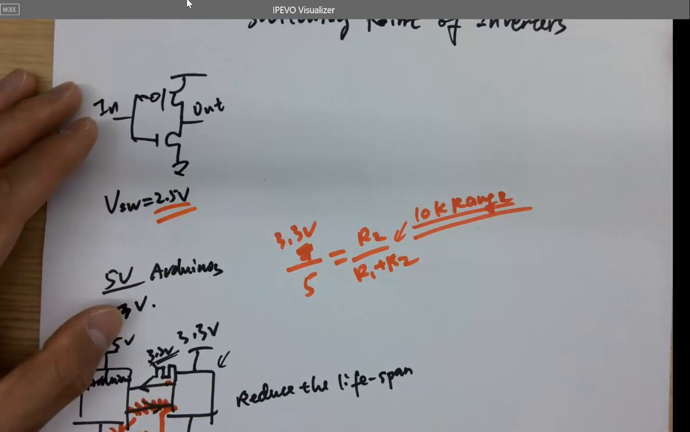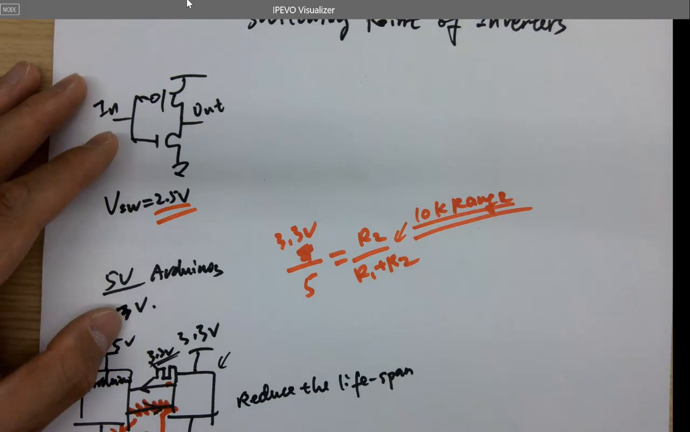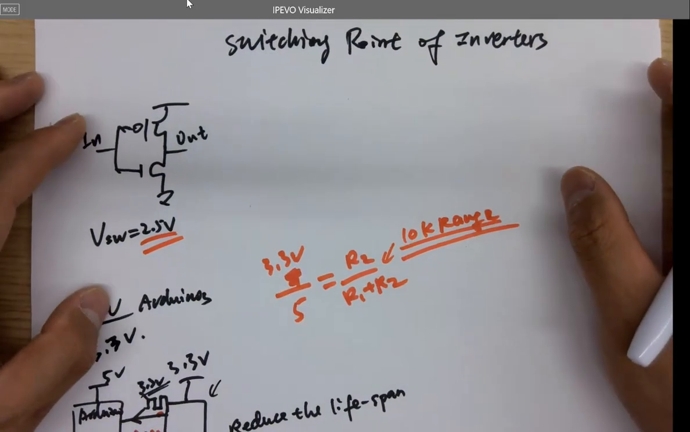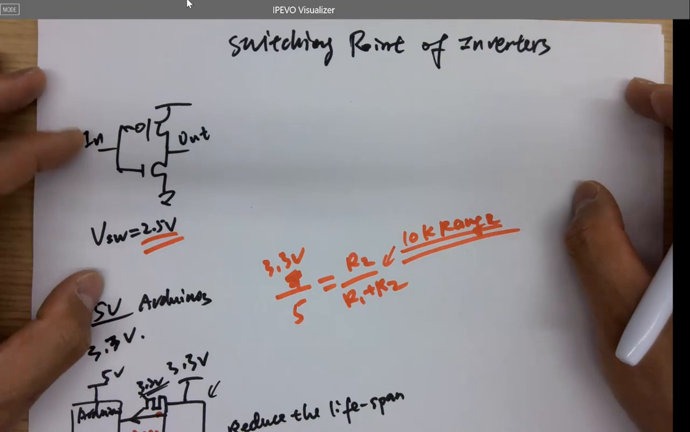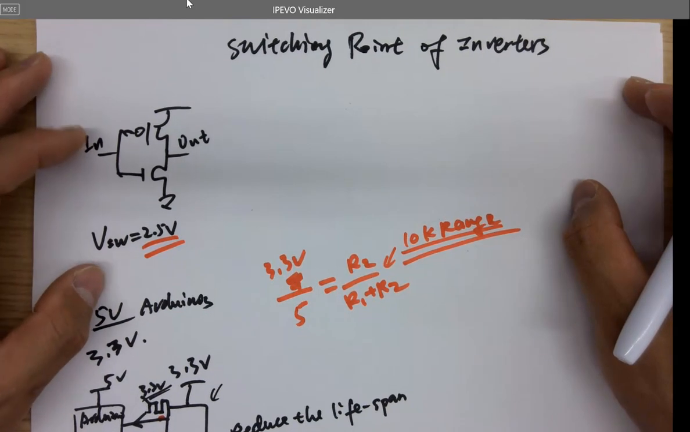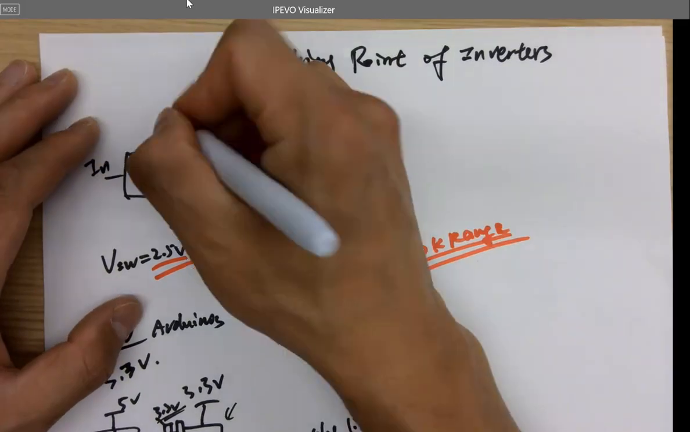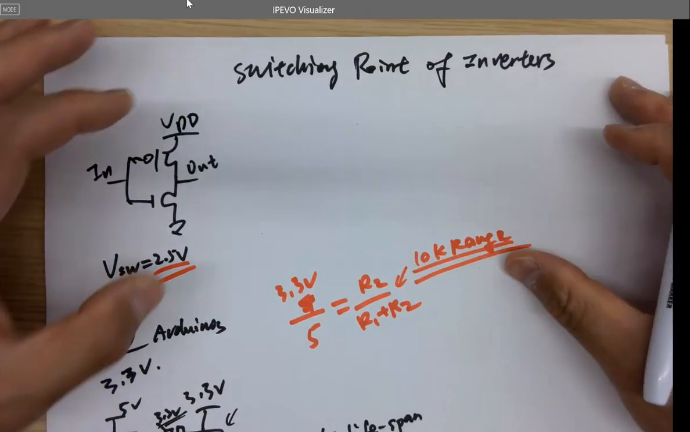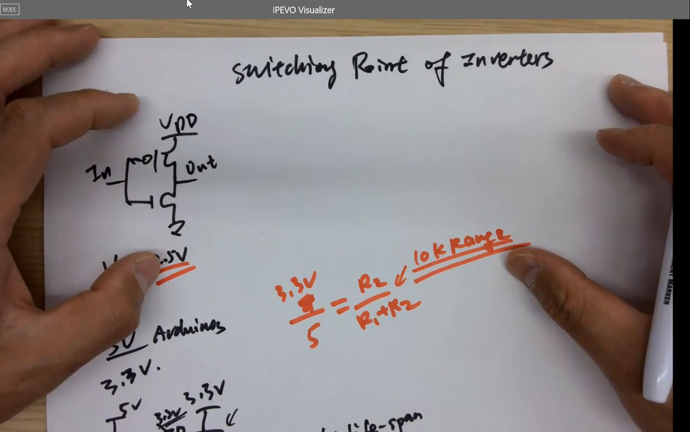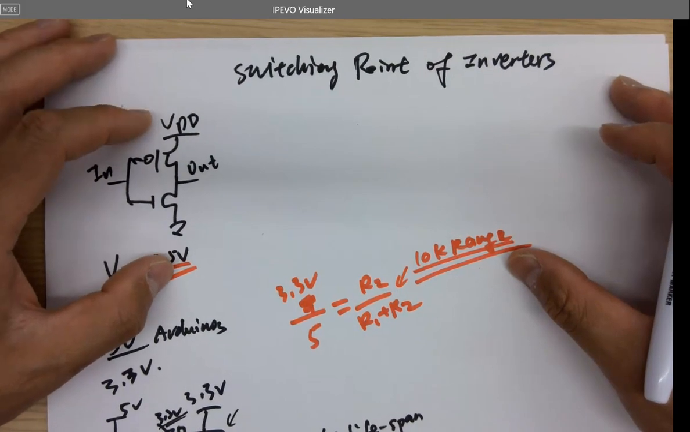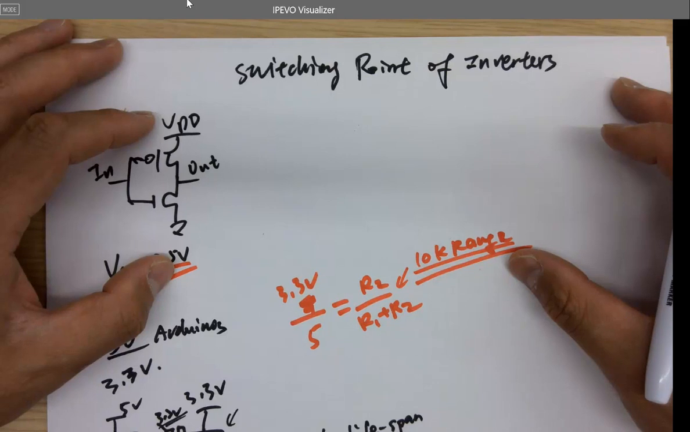Okay, so how to calculate the switching point in the digital circuit? Inverter is just one example, but in the future, for other logic gates, you also use a similar way to calculate the switching point. So you should design the switching point in the middle, or half of the VDD, as much as you can. So how do we do that? I have to use the square law equation in this case.